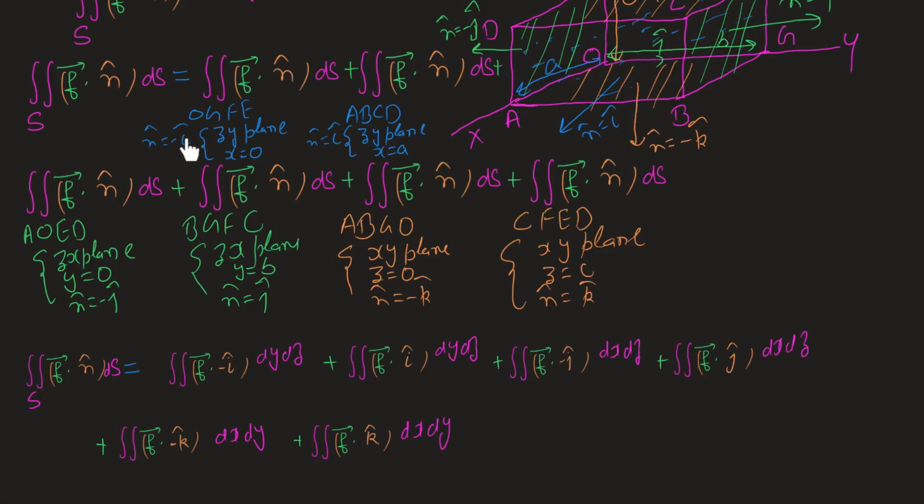Here I have placed the value in place of n cap as minus i cap, and in this it is i cap, here is i cap, here is minus j cap, here is minus j cap, here is j cap, here is j cap, this is minus k cap, there is minus k cap, there is k cap. So that I have done.